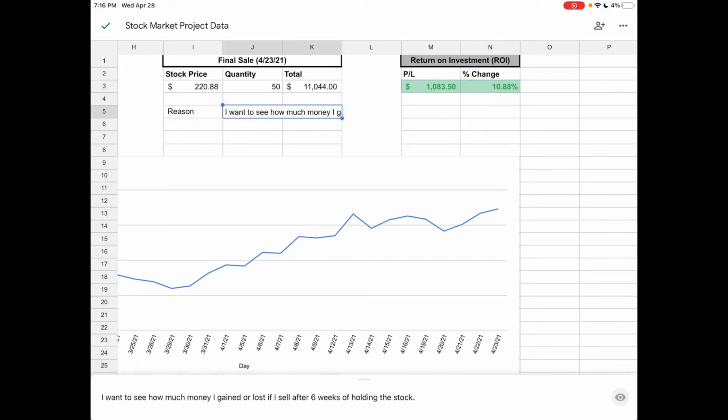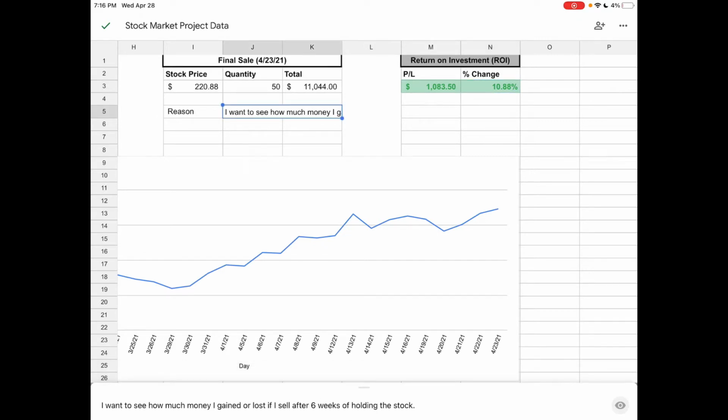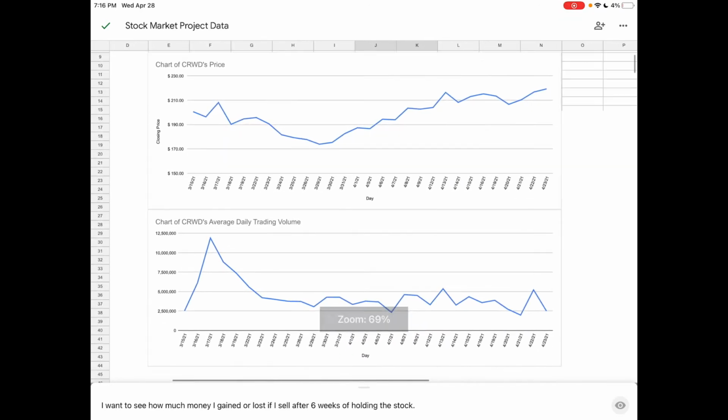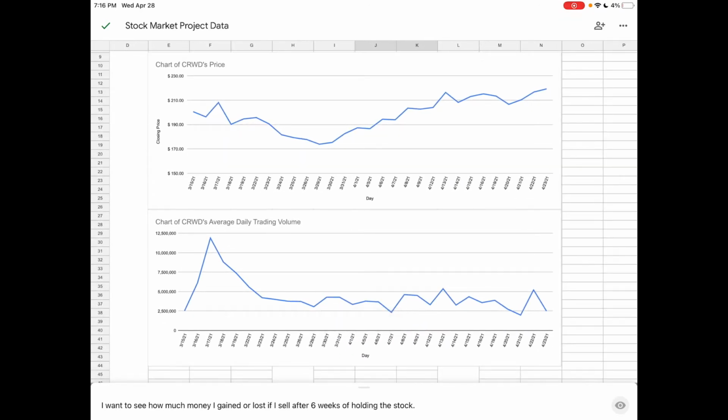So the reason why I sold is the same for all the securities in my portfolio, which was to see how much money I gained or lost if I sell after 6 weeks of holding the security. And here are the charts of the closing prices and average daily trading volumes that I recorded. All right, on to the next stock.